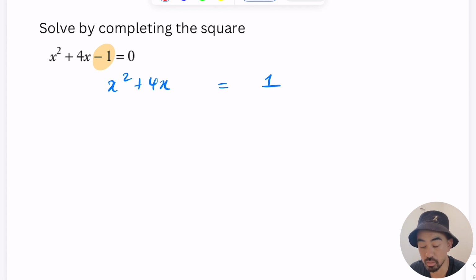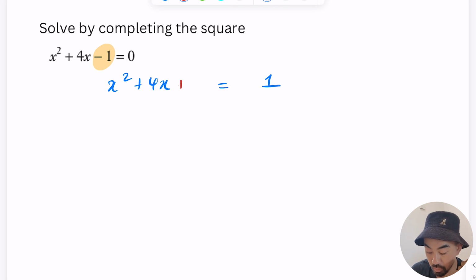Now I've left a bit of space there. You're going to find out why in a second. So the completing the square process is we grab this middle coefficient. It's always the middle coefficient, and we want to halve and square it. So what's half of 4 is 2. Squaring 2 is 4, and we want to add 4 to both sides.